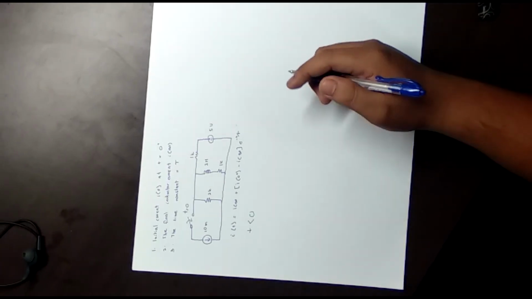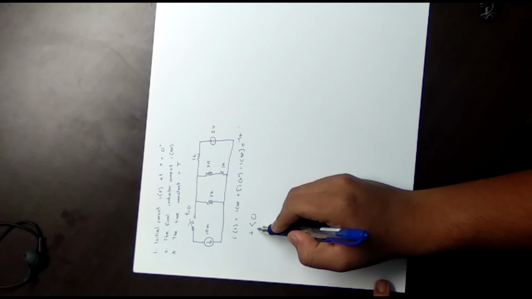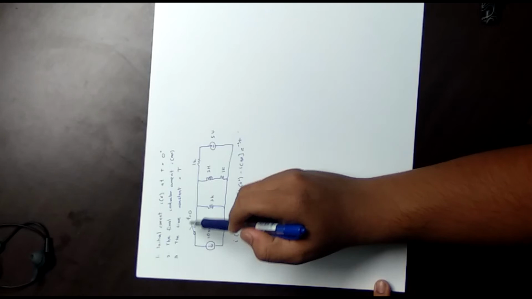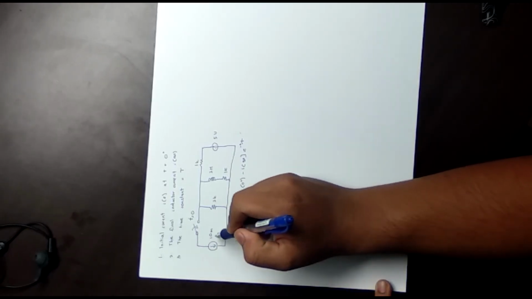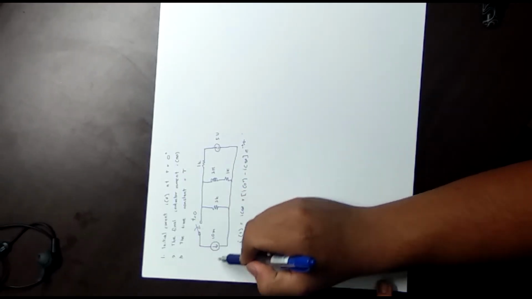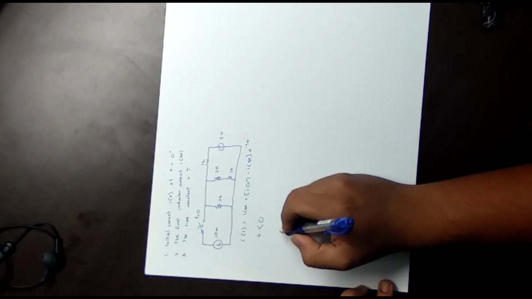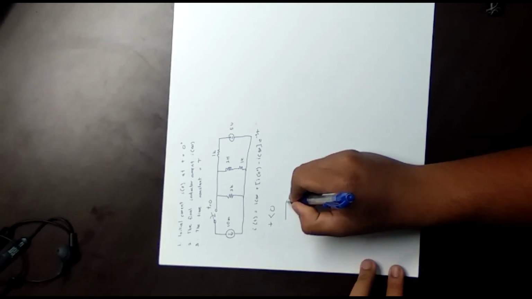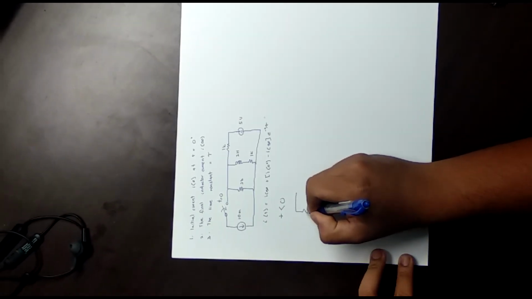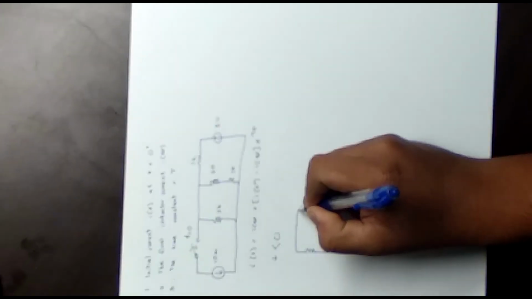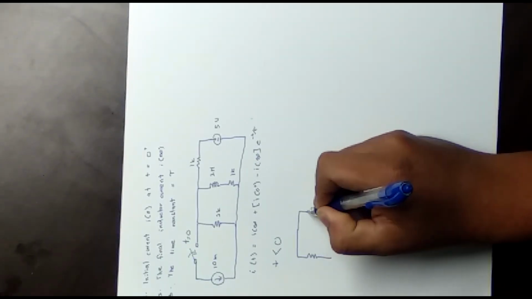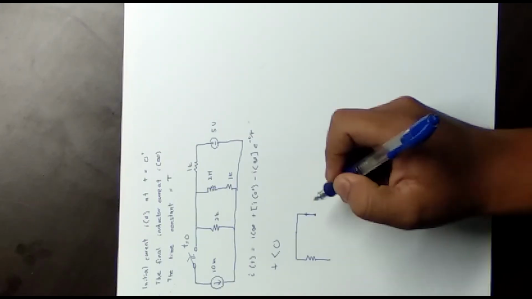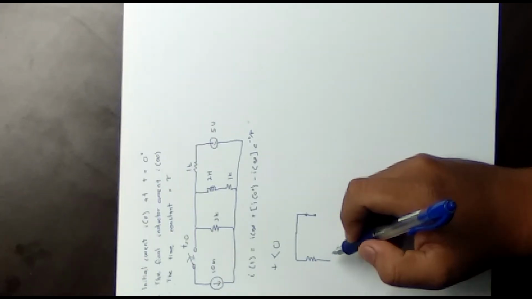First we draw the circuit for t less than 0. When t is less than 0, the switch is open, then we remove this item. We remove the power, the I source, and we draw back the circuit like this. This is the inductor. When we want to find the inductor current IL, we must short the inductor because we are finding the current, not the voltage.